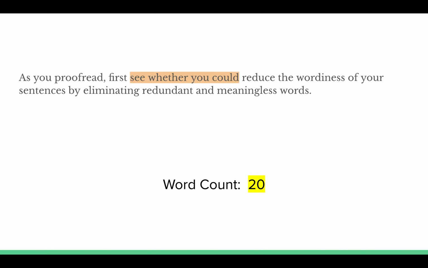Next phrase. See whether you could. Now I would say here we're going to need 2 words, not just one word. 2 words that would not just make this shorter, but also make it clearer, because the word see is not really being used genuinely here. This has nothing to do with visually looking and seeing.